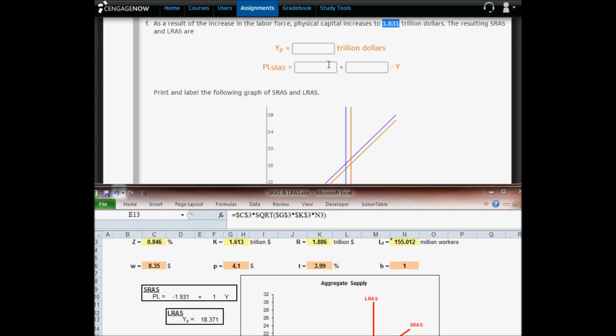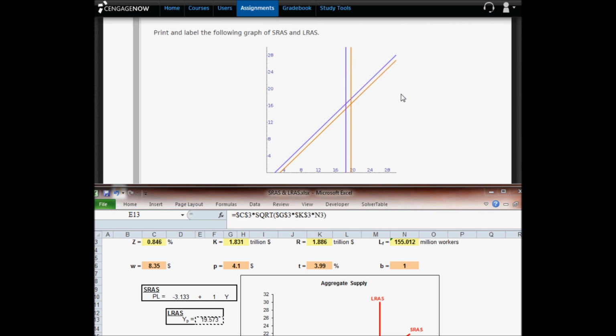To see that, we're going to copy this into our spreadsheet. So down here, physical capital will increase from 1.613 to 1.831. The new intercept of short-run aggregate supply is negative 3.133. Potential output is now 19.573, and the slope is still 1. So the increase in physical capital to 1.831 shifts long-run aggregate supply to the right by the same amount it shifts short-run aggregate supply to the right.